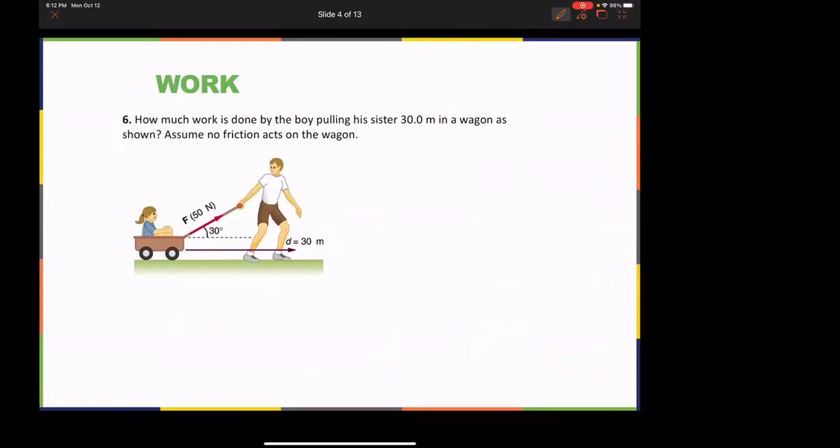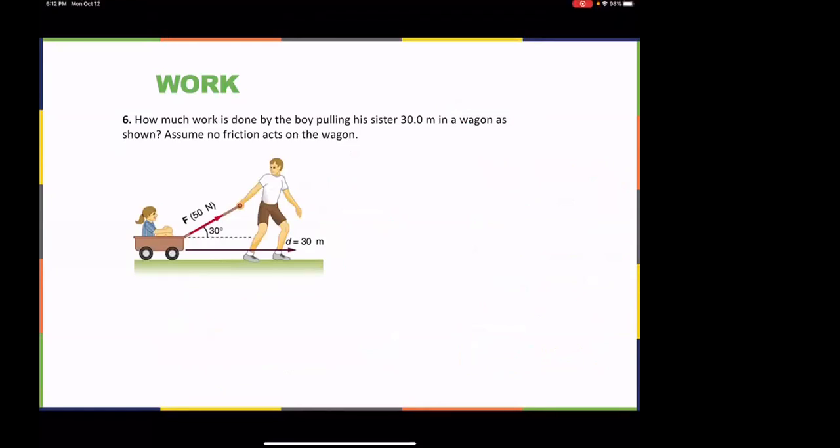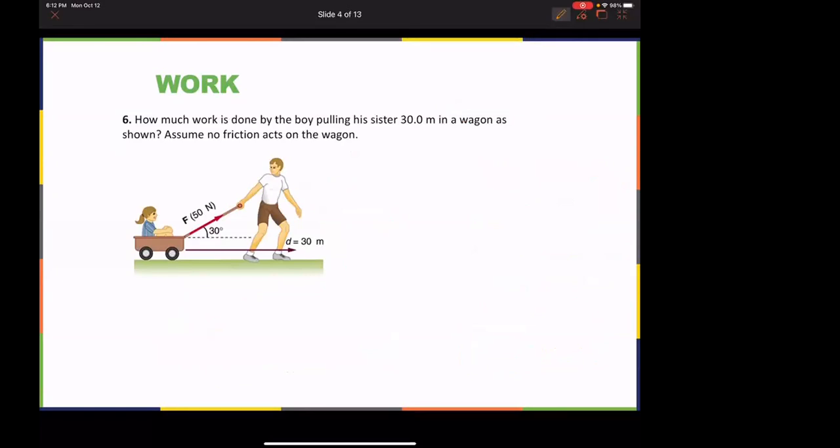Here's another situation. Again, not very difficult. Why don't you guys try this at your seats and see how you do on this problem.